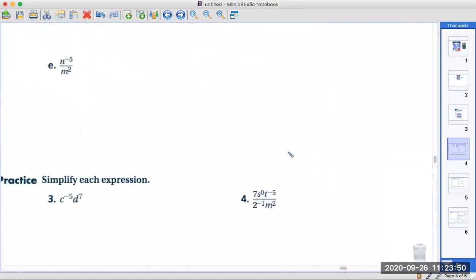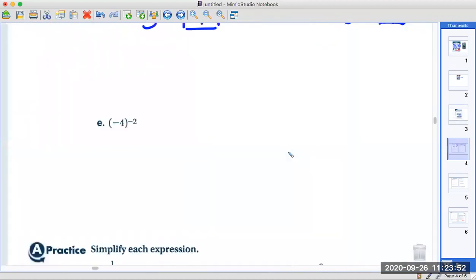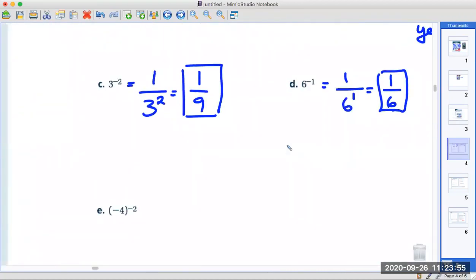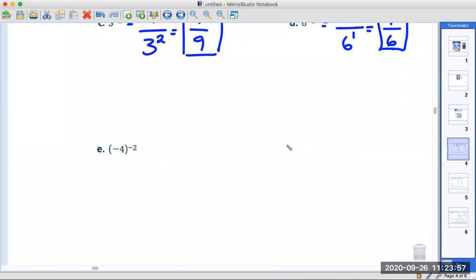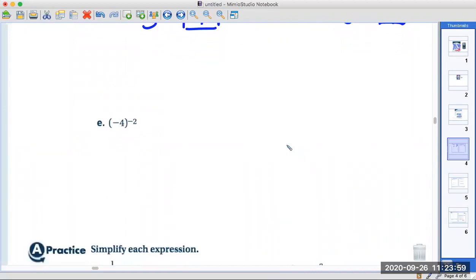Back to our work page. -4 is our base, so that's okay. The base can be a negative. This is okay, don't change that. It's the exponent we want to change, right? The exponent cannot be negative. So I'm going to circle it and write it in the bottom of a fraction. Do not change the base. So that's 1 over -4 quantity squared, which is 16.